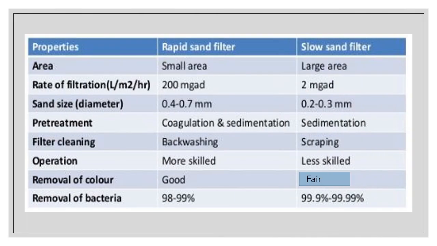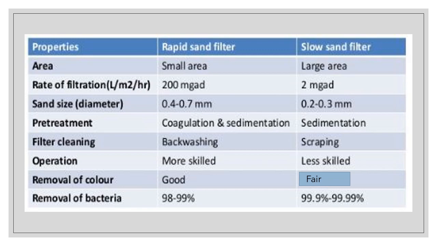Let's compare the two. Basically, the area of the rapid sand filter is smaller in comparison to the slow sand filter. The rate of filtration is much higher in rapid sand filter than it is in the slow sand filter. The sand size diameter is more in the rapid sand, smaller in the slow sand filter. In pre-treatment, we require coagulation and sedimentation in the rapid sand filter, but only sedimentation in the slow sand filter. In the filter cleaning process, we do backwashing for the rapid sand filter, but Schmutzdecke scraping in the slow sand filter. For the operation of these filters, we require more skilled labor in rapid sand filter and less skilled labor in the slow sand filter.